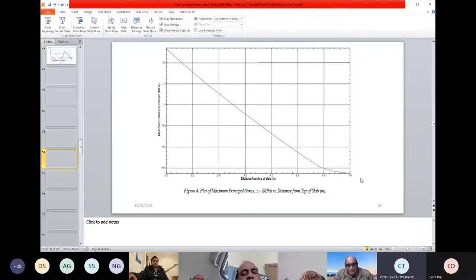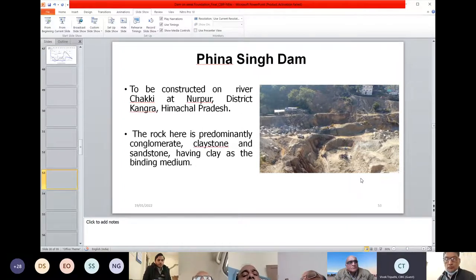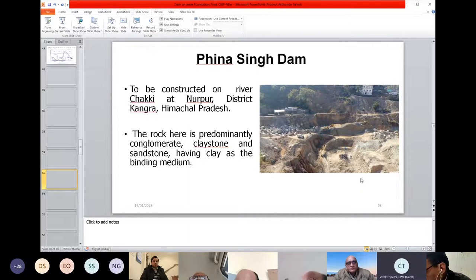So now that dam is going to be completed almost. Construction of the control room is going on. This is another dam. I have taken sequentially two examples. In the first, we treated the shear zone, meaning localized weakness of the foundation. Now Phinasing dam is an example where almost the whole foundation is weak. Phinasing dam is in Nurpur district, Kangra, Himachal Pradesh. The rock here is predominantly conglomerate, claystone and sandstone, having clay as a binding medium.